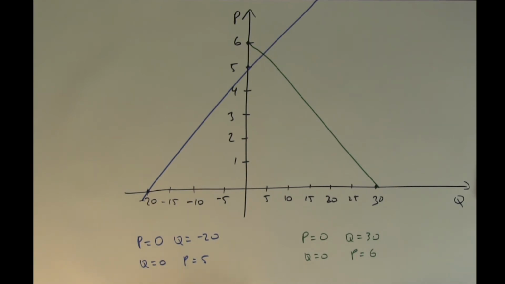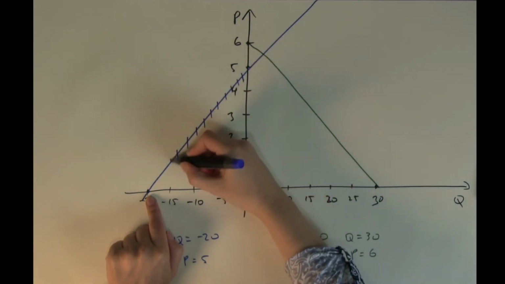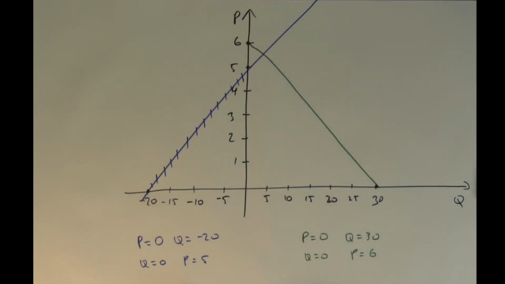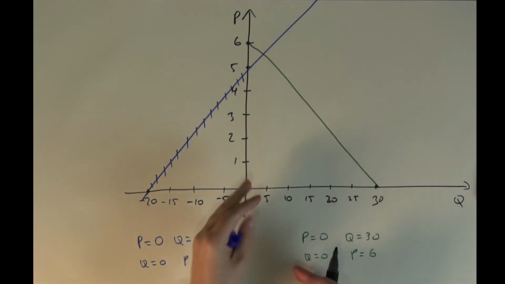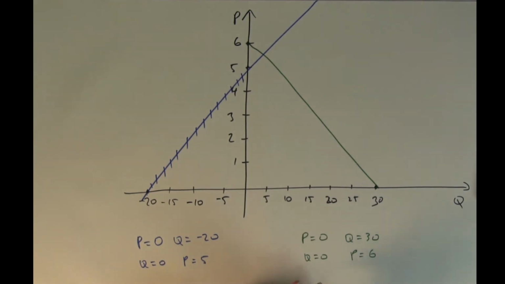Now, what's important about this graph is that in reality, although I very much needed this point to be able to draw the graph itself, this is not part of my curve because I don't have negative quantities. Okay?